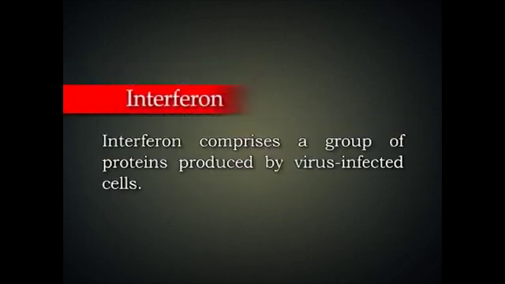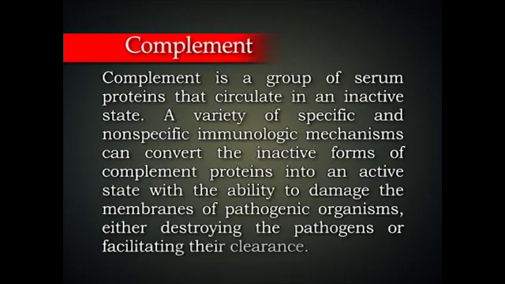Interferon comprises a group of proteins produced by virus-infected cells. Complement is a group of serum proteins that circulate in an inactive state. A variety of specific and non-specific immunologic mechanisms can convert the inactive form of complement proteins into an active state with the ability to damage the membranes of pathogenic organisms, either destroying the pathogens or facilitating their clearance.